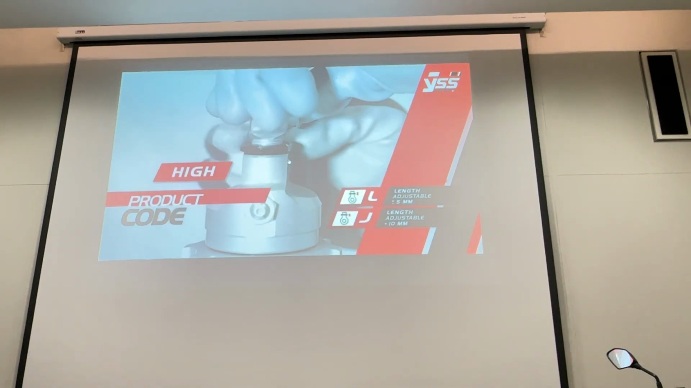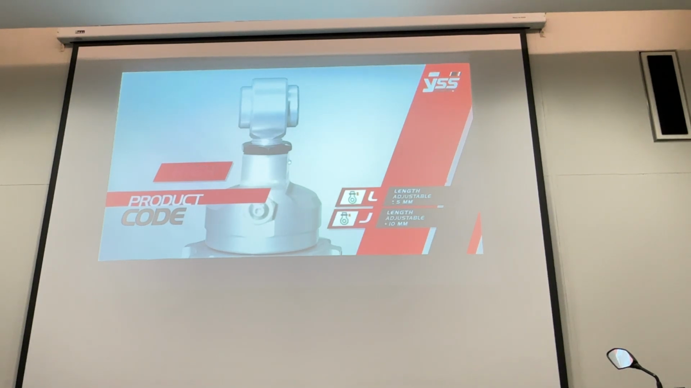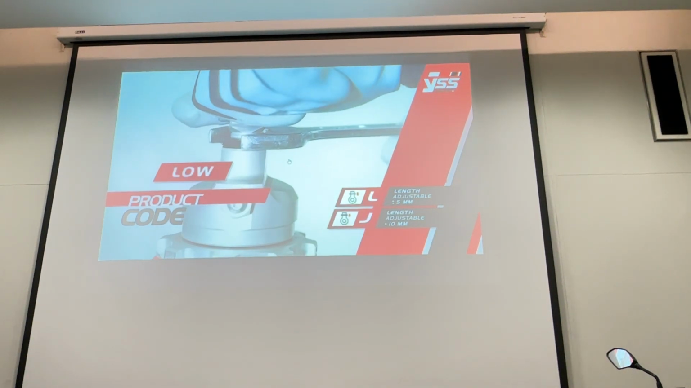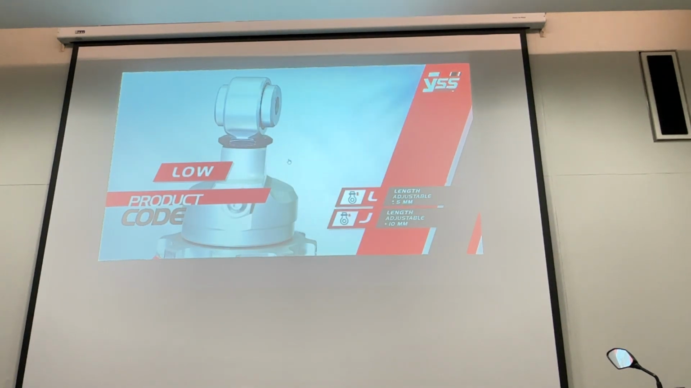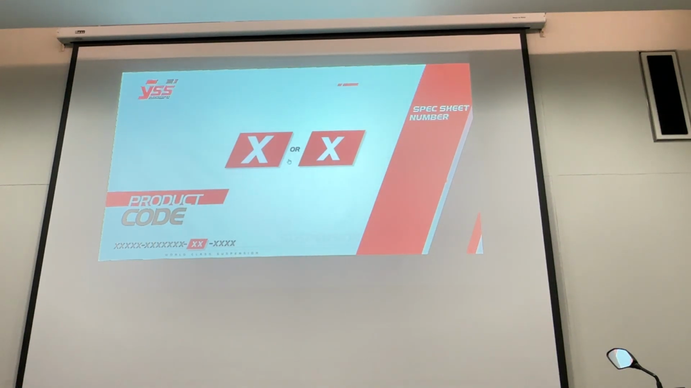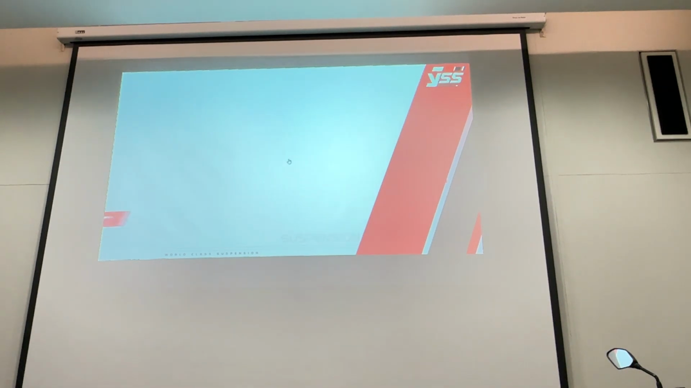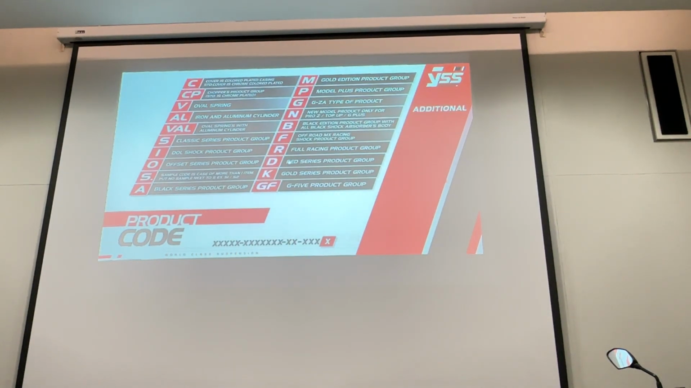L or J: length adjustable, helps increase or decrease the length of the shock absorber, which can be adjusted in two ways. L can be adjusted between plus or minus 5 millimeters, and J can be adjusted within 10 millimeters. Digit 15 to 16, running number. Digit 18, 19, 20: shock absorber tubes color code, springs color code, and reservoirs color code. Digit 21: additional product code.